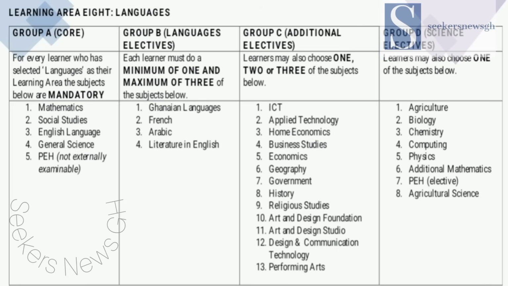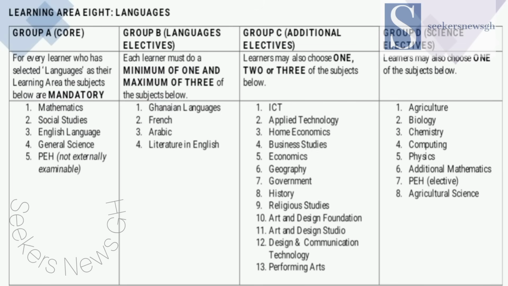Then we have languages. So languages too, you do the 4 main core. Then after that, in category B, you do Ghanaian language, French, Arabic, literature. So you choose a minimum of 1 and maximum of 3 from here. Then in group B, even though you are doing languages, you can select home economics, business studies, or art and design foundation, any of them 2 or 3 from here.